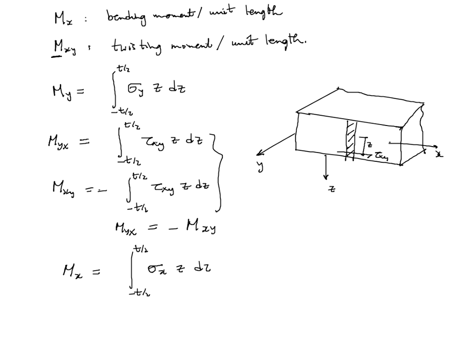So these now are the definitions of the moment resultants, and we have four of them. Two acting on faces normal to x, which are Mx and Mxy, and two acting on faces normal to y, which are My and Myx. And Mxy and Myx are not independent. One of them is equal to the negative of the other.